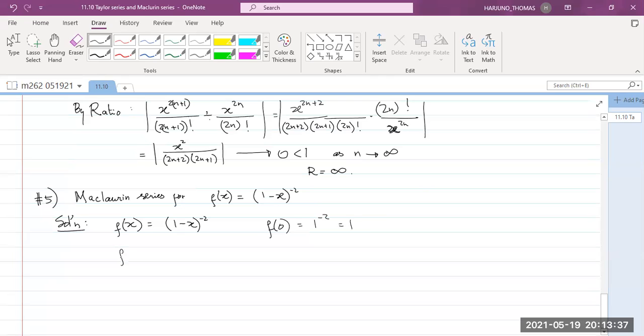Okay, the derivative will be negative 2 times 1 minus x to the negative 3 times a negative 1 that comes from the derivative of negative x, right? Derivative of 1 minus x is negative 1. That is 2 times 1 minus x to the power of negative 3. Now, f prime of 0 will be 2. Is it right?